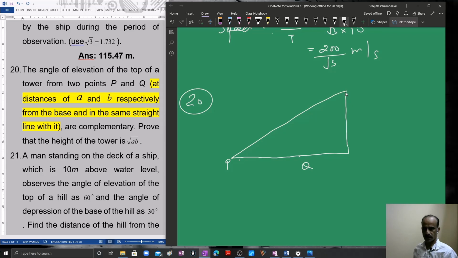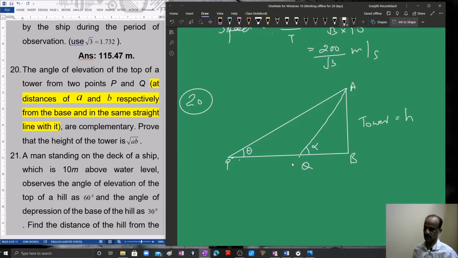So the angle of elevation. AB be the tower. P and Q are the observation points. The angles of elevation are complementary. Let us take this as theta and this as alpha, the 2 angles. They are complementary. Prove that the height of the tower is root AB.